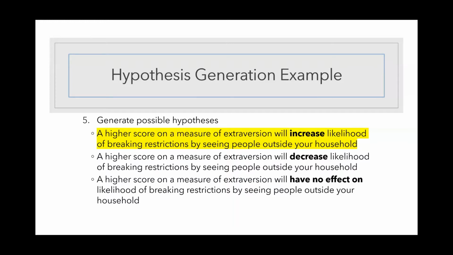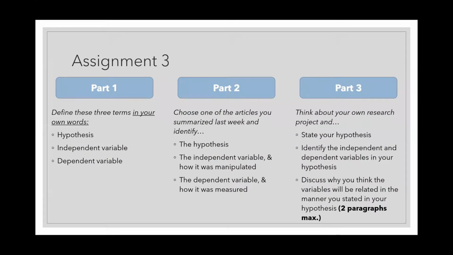Okay, so that ends our example and our tutorial, or this video of our tutorial today, and brings us to the instructions for your third assignment. So it's in 3 parts. Part 1 is defining 3 terms in your own words, and it should be in your own words. You shouldn't just be taking this from a textbook or my presentation. Hypothesis, independent variable, and dependent variable.